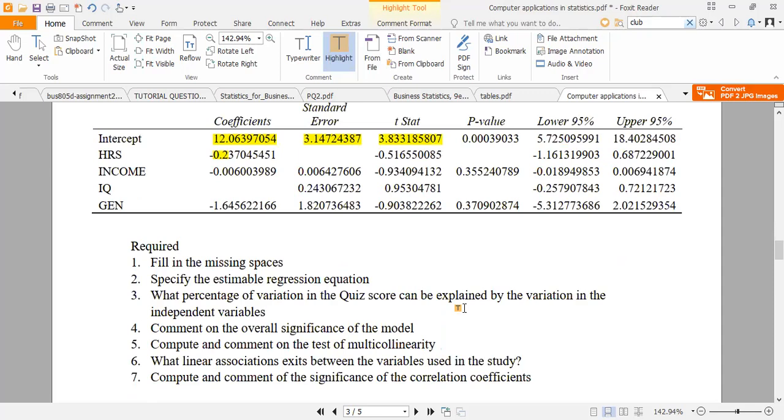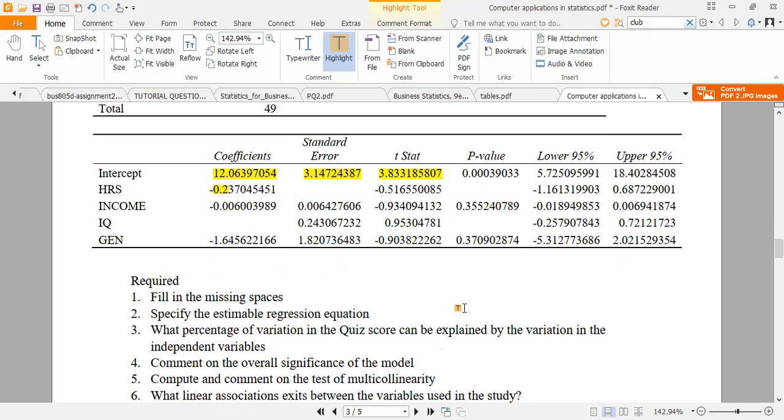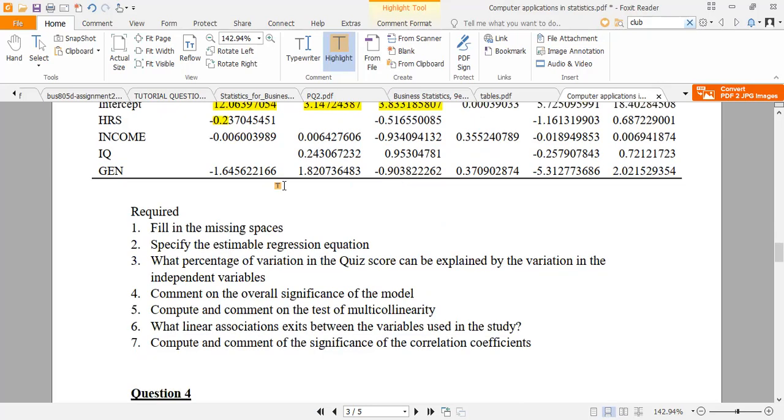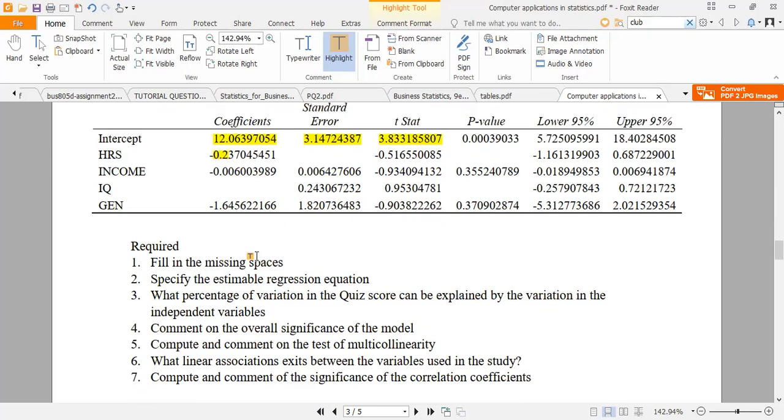So let's wrap up. Fill in the missing spaces. We are done with that. We are done with almost filling every missing space. The next one is to specify the estimable regression equation. Okay. 2, specify the estimable regression equation.